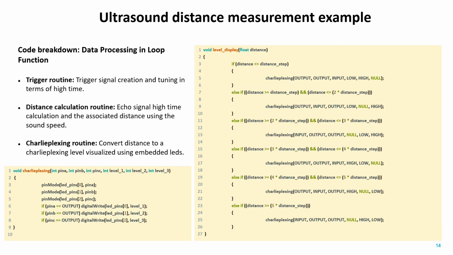Next, we focus on the visualization component. The level display function quantizes the measured distance into levels, each corresponding to a different LED configuration. By using Charlieplexing, the limited number of microcontroller pins can control multiple levels, each pattern representing a specific range of distance. This method not only efficiently uses hardware resources but also provides an intuitive visual feedback of the measurement process.